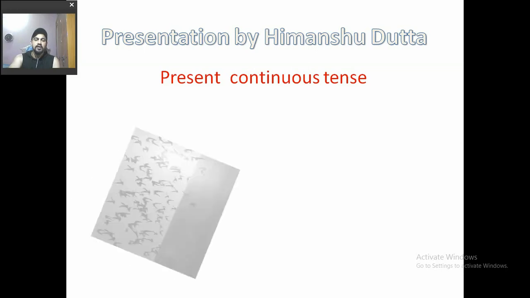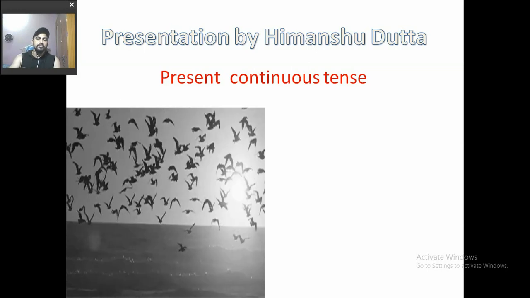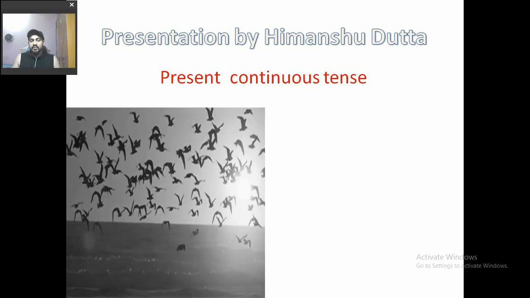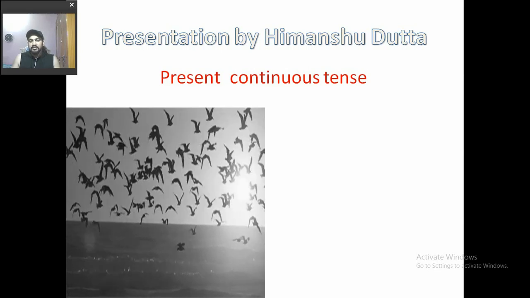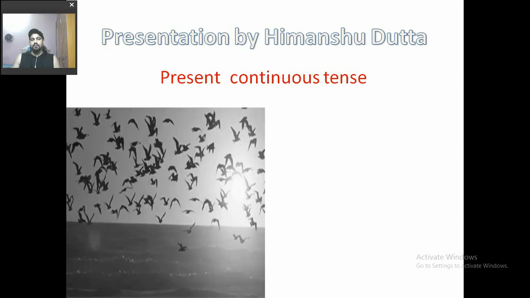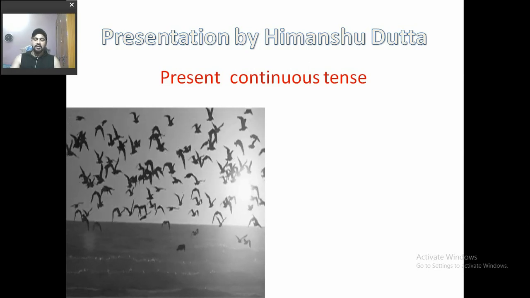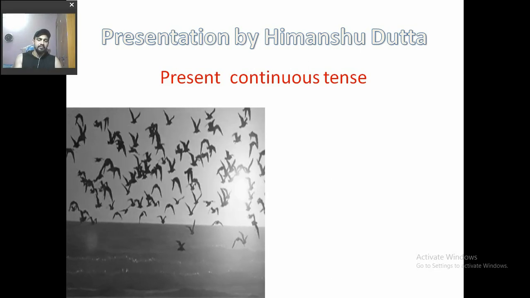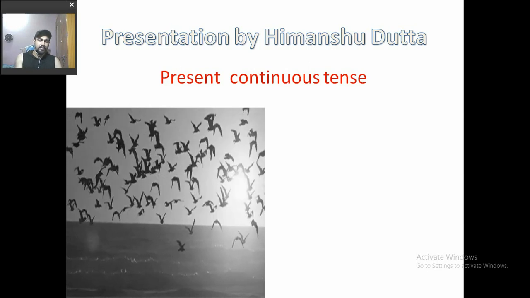Then comes here's a picture. You can see that the birds are flying in the sky. Here you can see that the birds are really flying at the moment of my speaking. Though I have used a picture, you can still get a glimpse of it: at the moment of speaking, if something is happening, then the tense is called the present continuous tense. We will talk about the meaning of the present continuous tense at length. Don't worry about that.